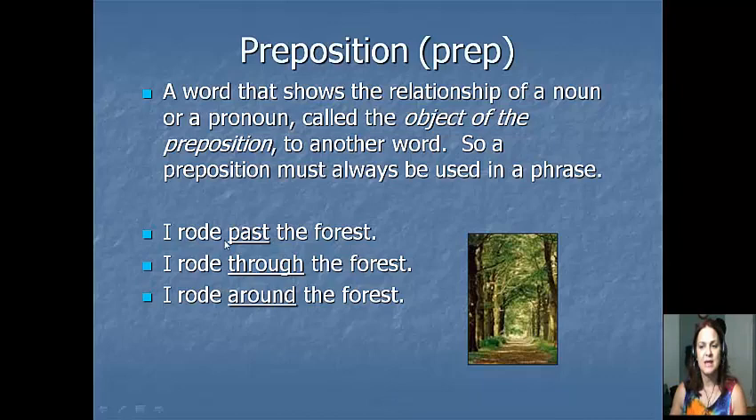Because in this, we have our prepositional phrase being past the forest. In this example, my preposition is past, and the object of my preposition is forest, thus making up my prepositional phrase. My second example, the preposition is through, the object of my preposition is forest, and the prepositional phrase is through the forest. The third example, my preposition is around. The object of my preposition is forest, and the phrase is around the forest.